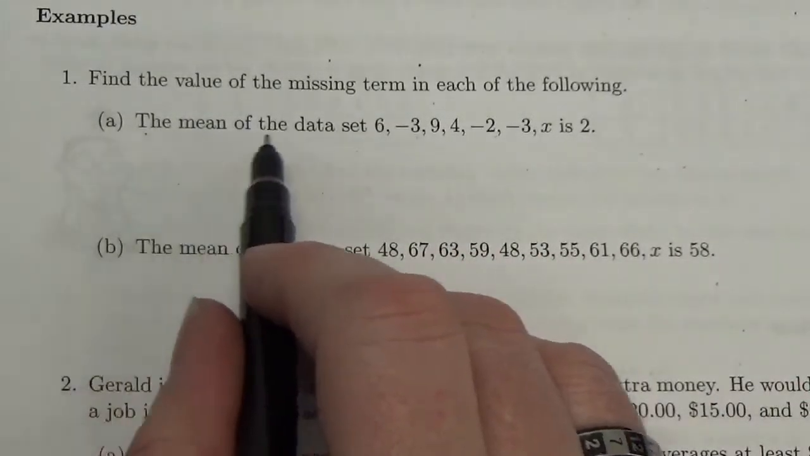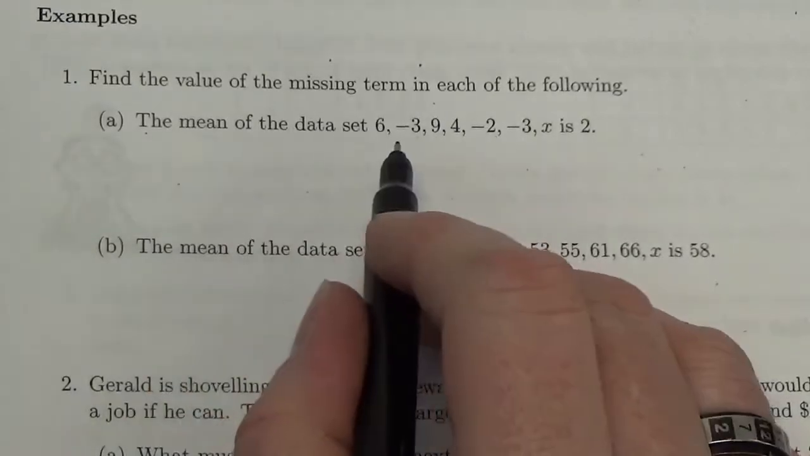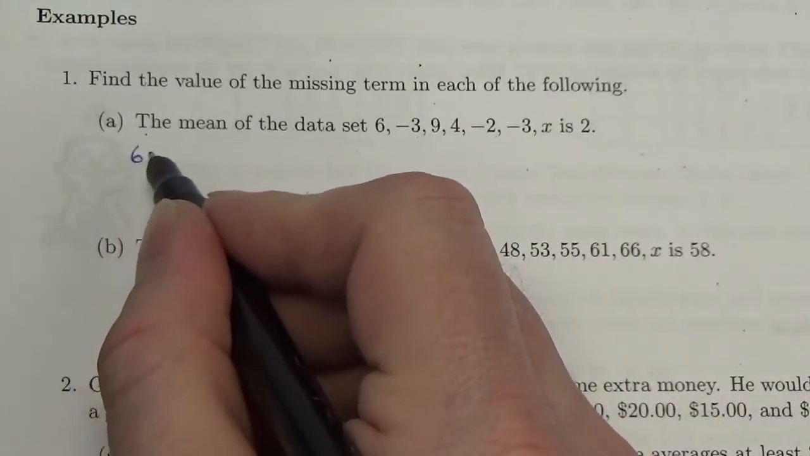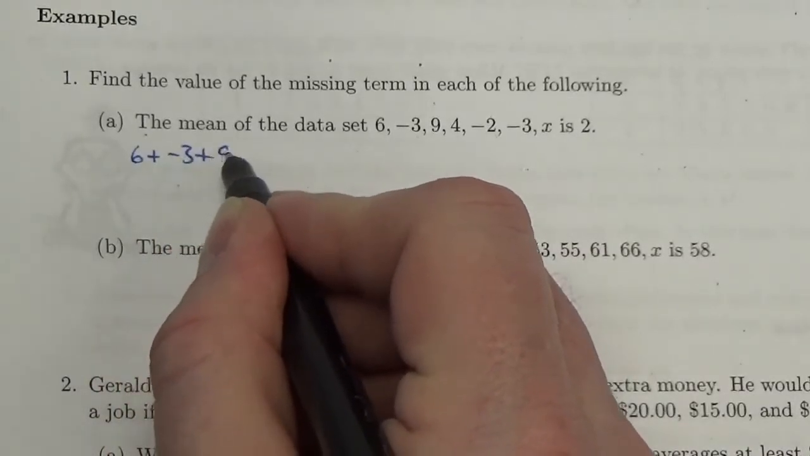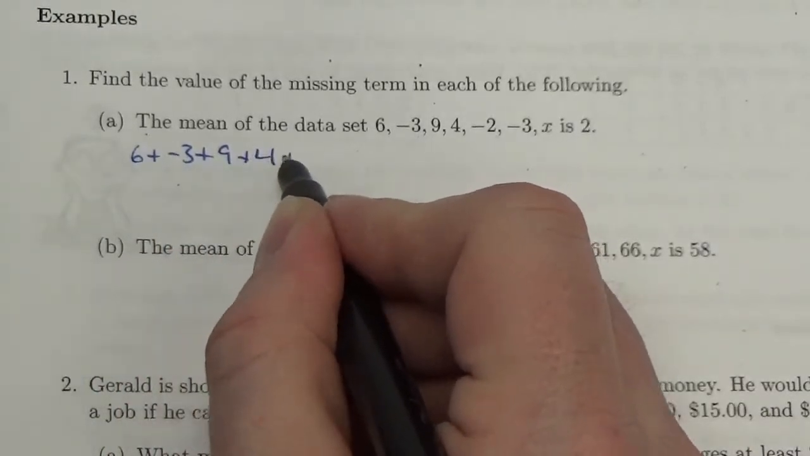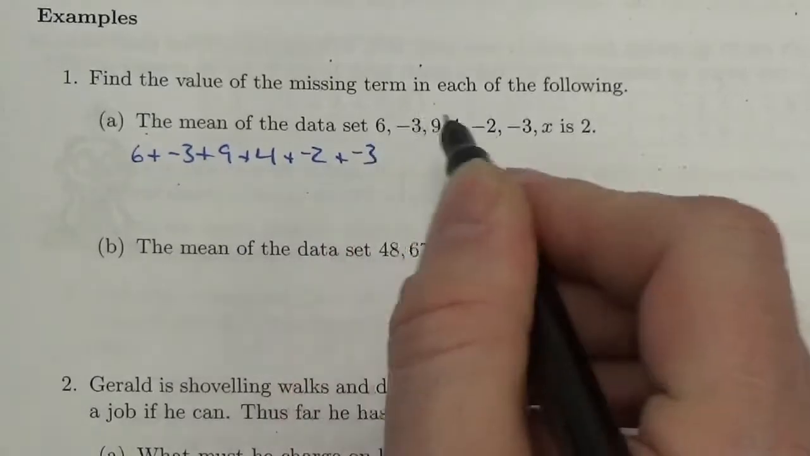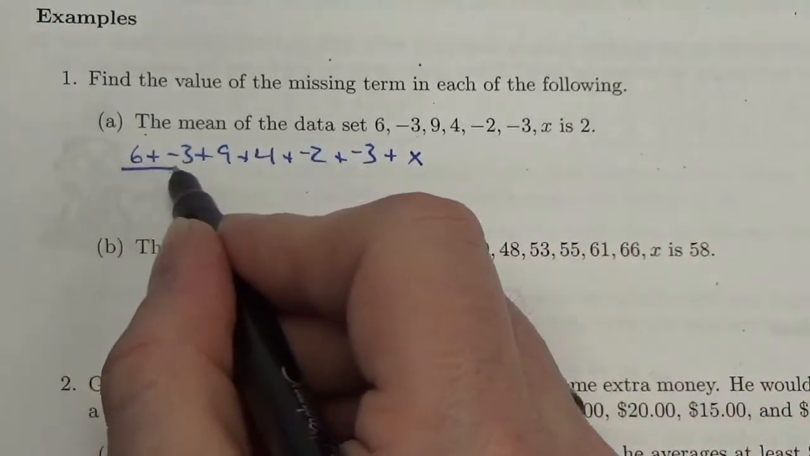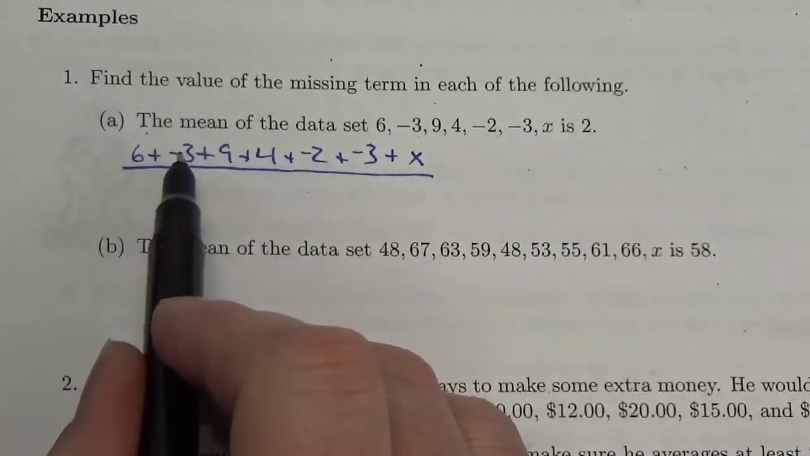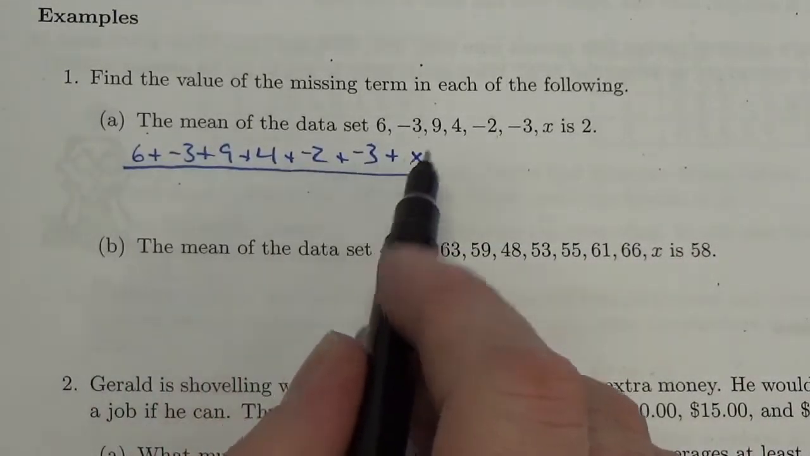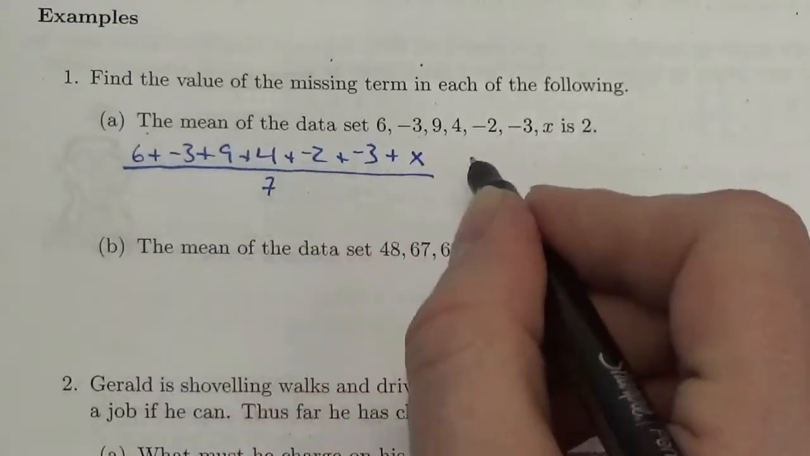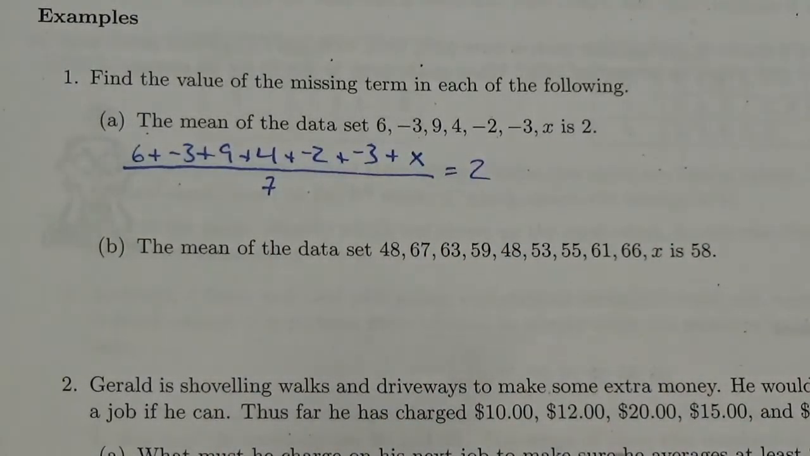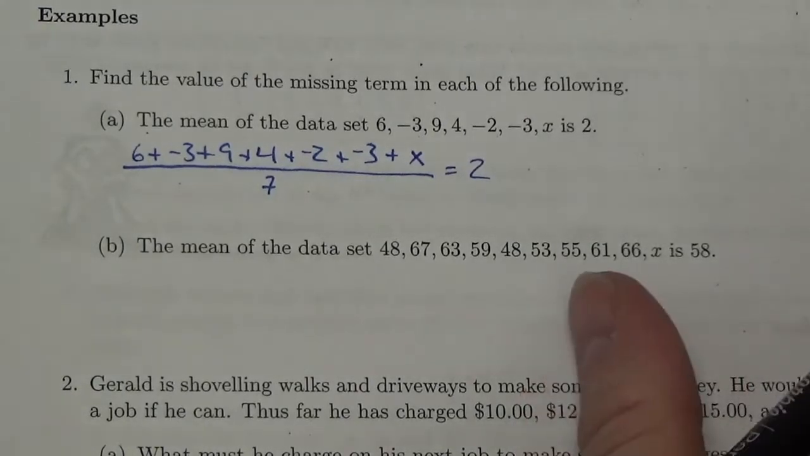So the mean of this set of data is 2 here. So I know that if I take 6 and I add negative 3 plus 9 plus 4 plus negative 2 plus negative 3 plus this value x, and I divide it by 1, 2, 3, 4, 5, 6, 7, my answer should be 2. Okay, that's what my answer should be.